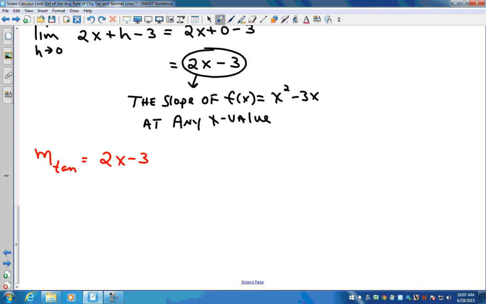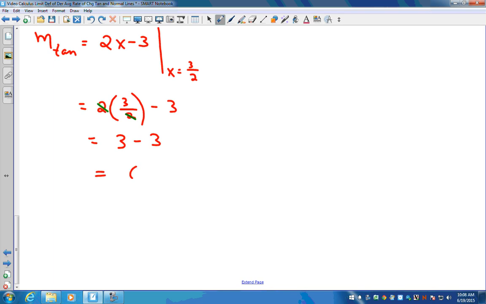Bottom line is it's 2x minus 3, and we're looking to evaluate this at x equals 1.5. All right, so at x equals 3/2. All right, so let's see here. We get 2 times 3/2 minus 3. See why I like to go with fractions, because that 2 and that 2 cancel. And we're left with 3 minus 3 or 0, right?